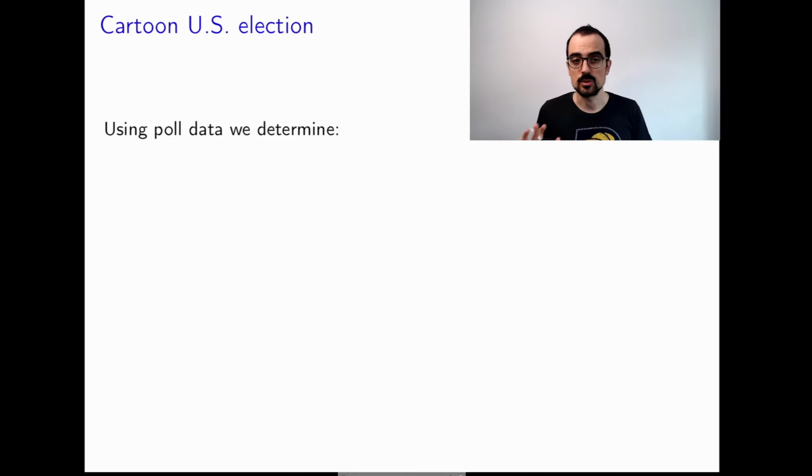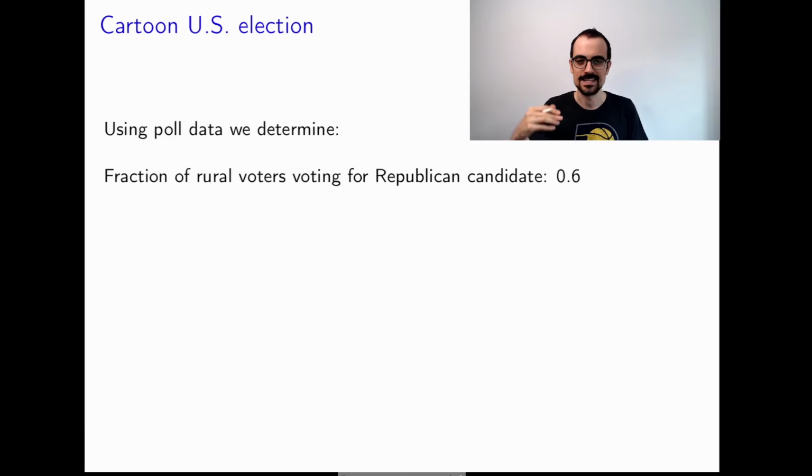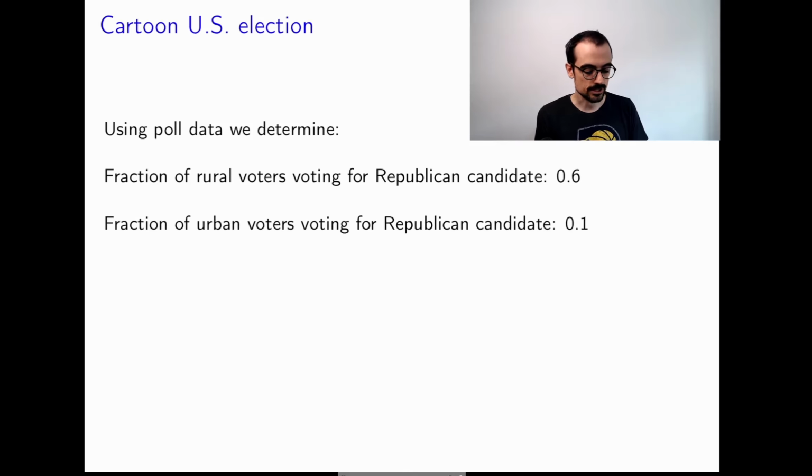Okay, so now we're going to assume that we have used poll data, we have analyzed each state, and in each state, we actually reach the same conclusion. This is just to simplify calculations. Of course, this would never be the case. Alaska is not going to behave in the same way as, say, New York. But in this particular example, we find that in each state, the fraction of rural voters that are going to vote for the Republican candidate is 60%. And the fraction of urban voters that are going to vote for the Republican candidate is just 10%. Okay.